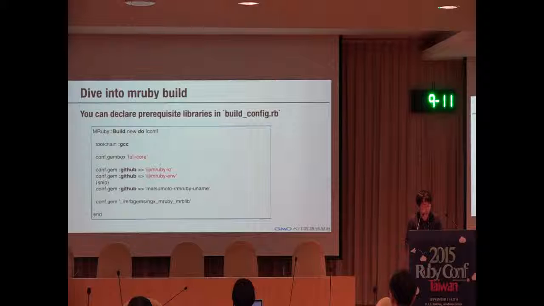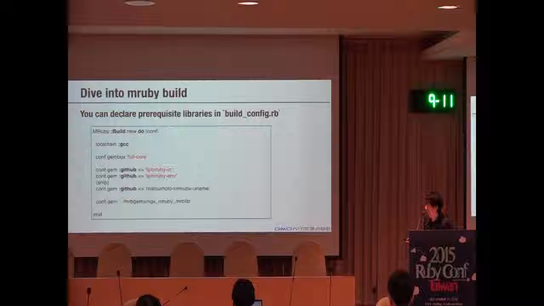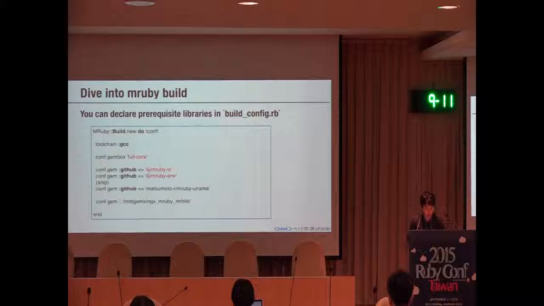The mruby binary is controlled by the build_config.rb file. I'll explain this mechanism. This file is a Ruby script, a pure Ruby script. If you want to customize the mruby binary, you can add your library or a third-party library via conf.gem syntax, like Bundler. It accepts a GitHub repository, and you can also use local file system libraries. Here is an example of a GitHub repository and a local file system.